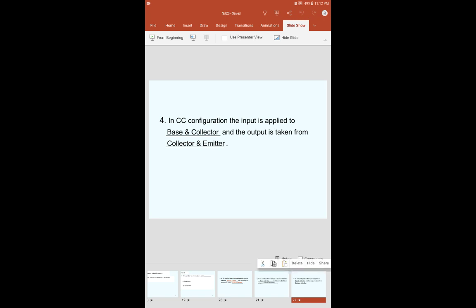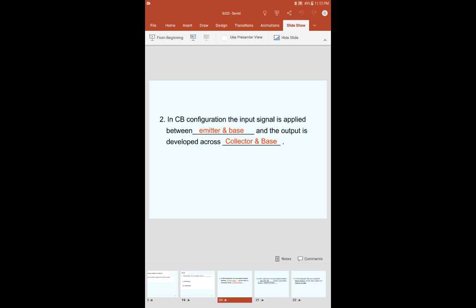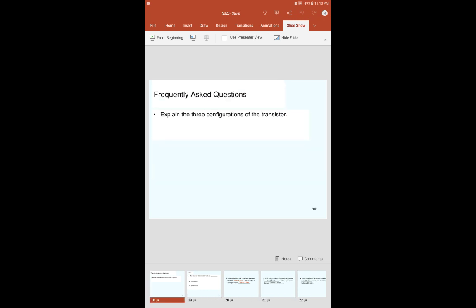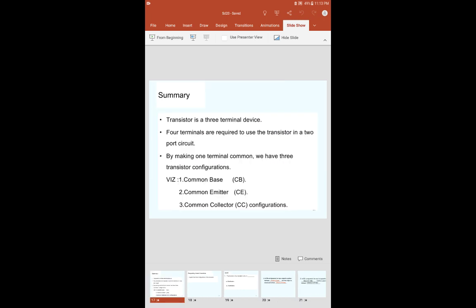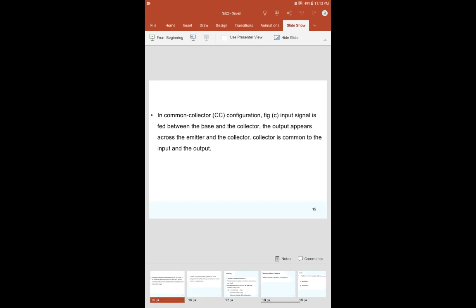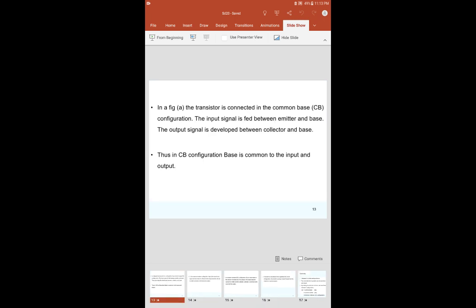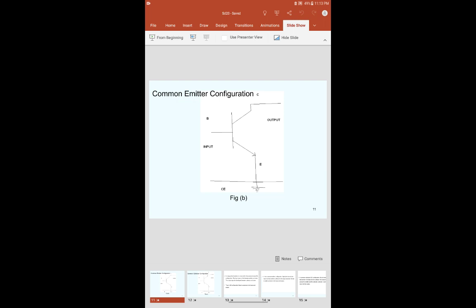These are the quiz questions related to configurations of transistors. So this is for today's class. What is the summary?